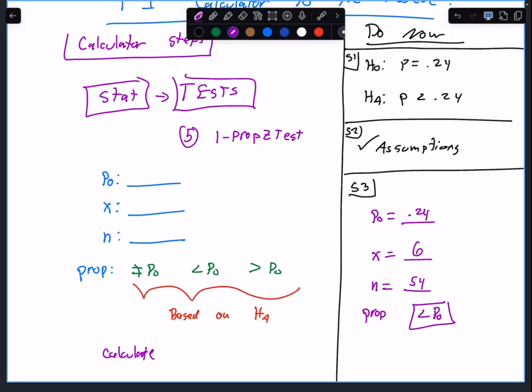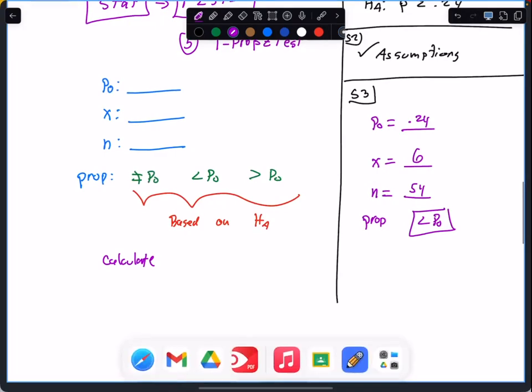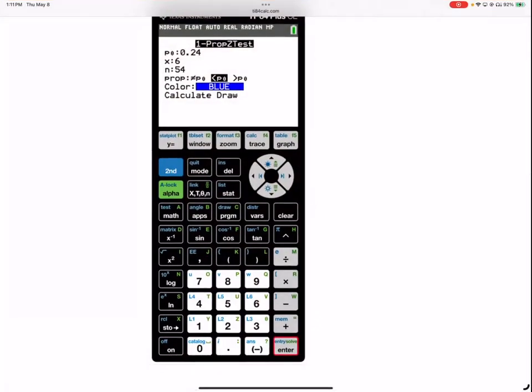If you've been following along, like I told you, on your calculator screen, you should be right on the screen right now where the cursor is blinking. I want you to input the information right there, because you want to do successfully on this next quiz, this final unit exam. And you're going to have to do this on your final project. You're right here, and you input this information. I put in 0.24. I put in 6. I put in 54, and I did less than.